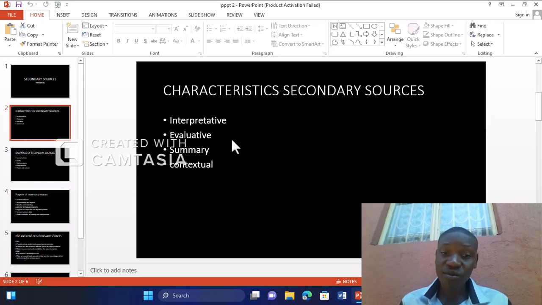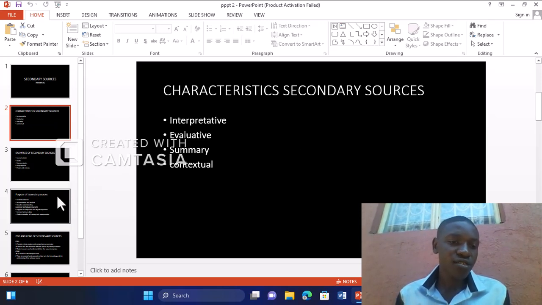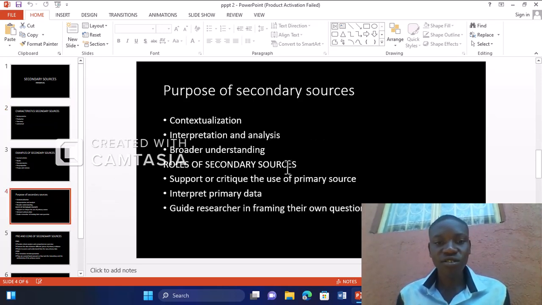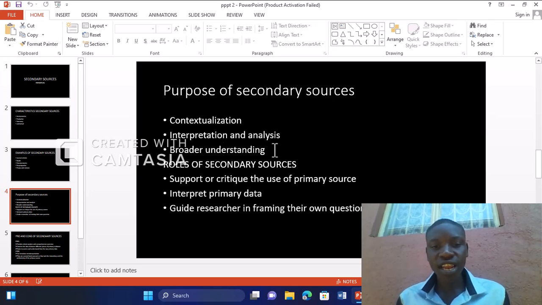So that's the meaning of contextual, if I say that. So let us look at some purposes of these secondary sources. I try to summarize them in some layman's language, in a way that is easy for us to understand, that is contextualize, interpretation and analysis, broader understanding. Those are some of the purposes.